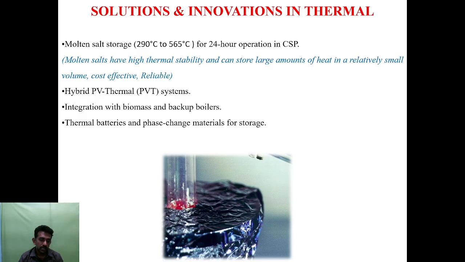So modern solutions include molten salt storage, in which we can store from 290 degrees centigrade to 565 degrees centigrade. Molten salts, specifically sodium or potassium nitrates, can be used for this. Here it has high thermal stability and can store a large amount of heat in a relatively small volume. And hybrid PV thermal systems are being raised, and this becomes one of the solutions. And integration with biomass and backup boilers, and thermal batteries and phase change materials for storage are some of the important solutions for solar thermal.